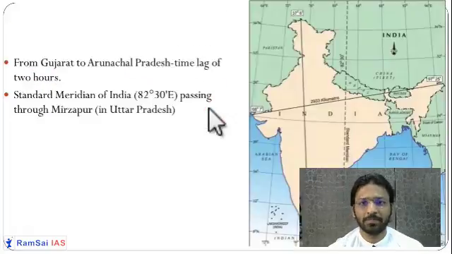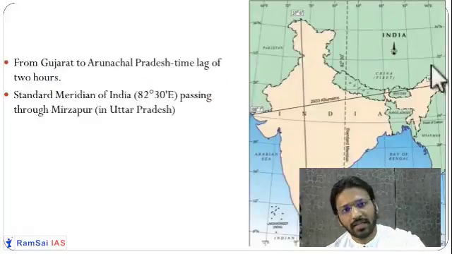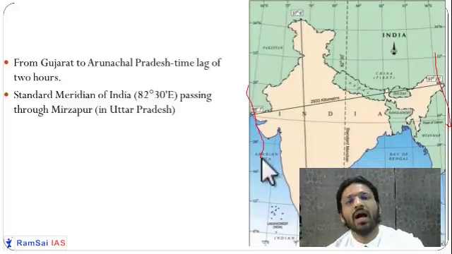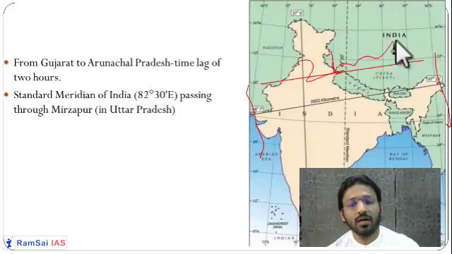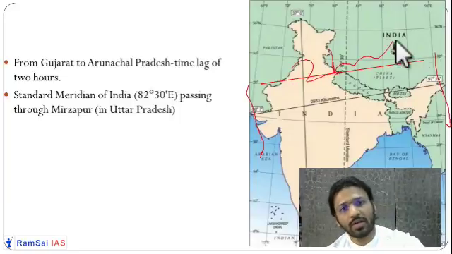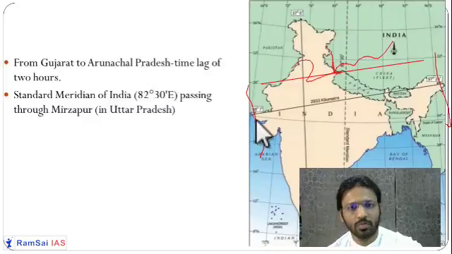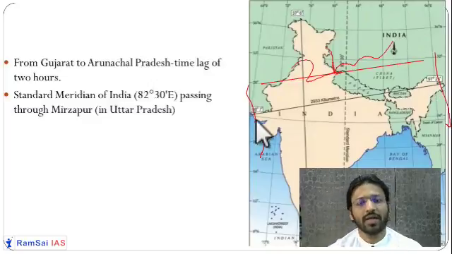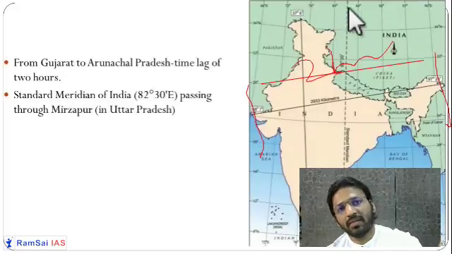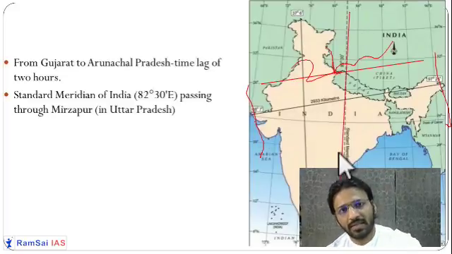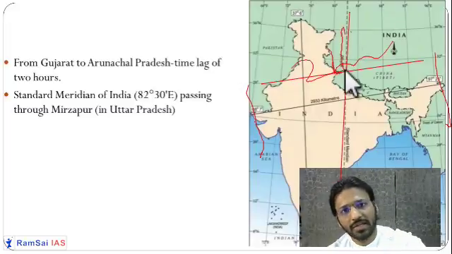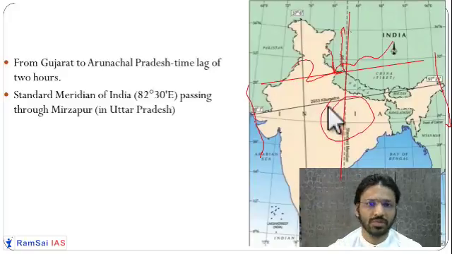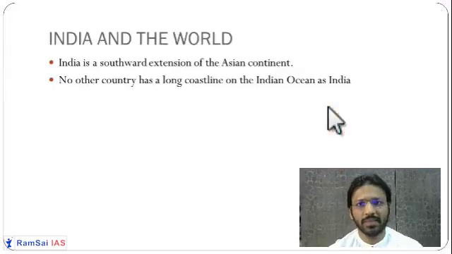These facts we have seen. The easternmost state is Arunachal Pradesh and the westernmost is Gujarat, and the difference in time is 2 hours. The sun requires 2 hours to travel from the easternmost to the westernmost point. That is why the standard meridian we have chosen is 82.5 degrees, or 82 degrees 30 minutes, which goes through Mirzapur in Uttar Pradesh. These things we have already seen, and this is a very simple chapter.